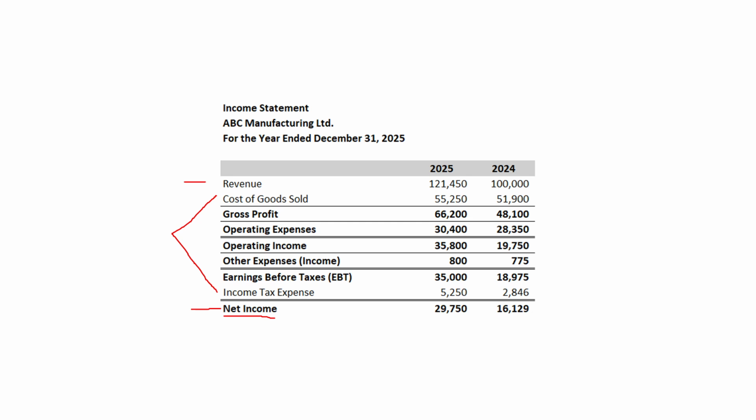So first of all, cost of goods sold. If we think about a company, let's say a lemonade stand, something very simple.